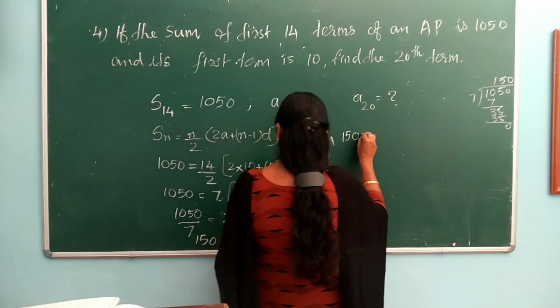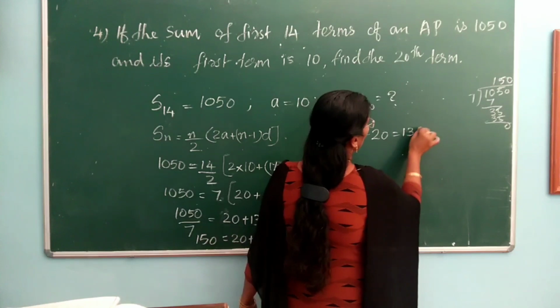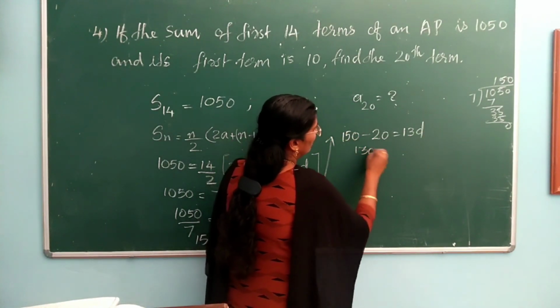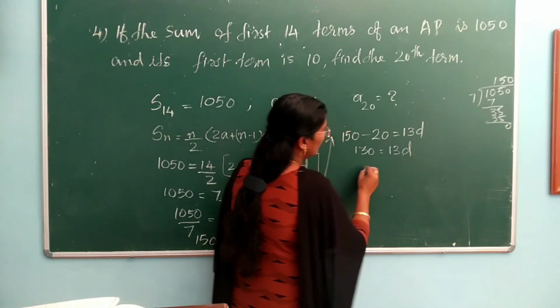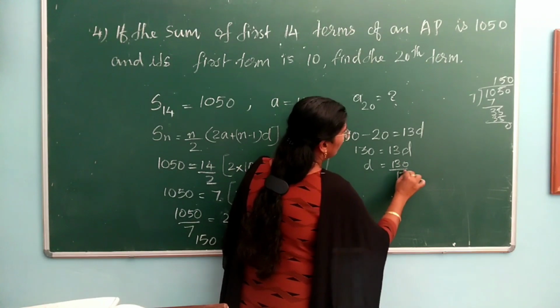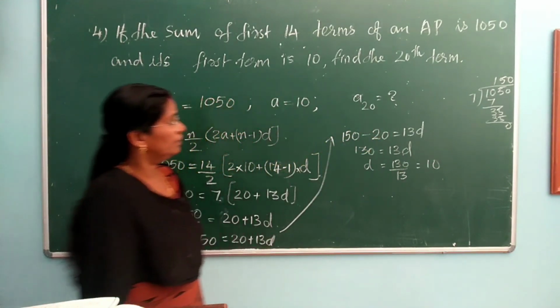150 minus 20 is equal to 13 D. What is 150 minus 20? 130. 130 is equal to 13 D. We can find D is equal to 130 by 13. Answer is 10. Okay? D we got.